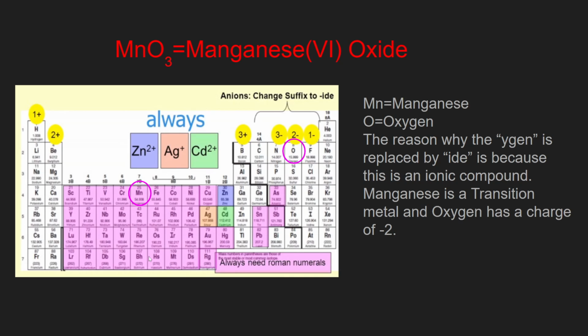For section A, I chose manganese oxide, and I'm going to be proving that the compound's name matches the chemical formula. So first we would look on the periodic table and we would look for manganese. As we can see, manganese is in column 7 and oxygen is in column 16.